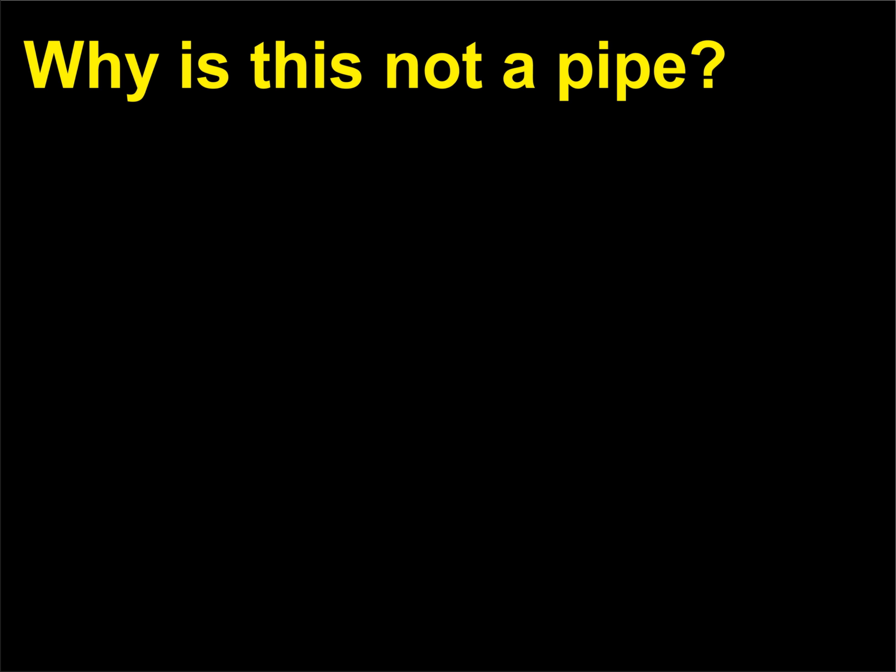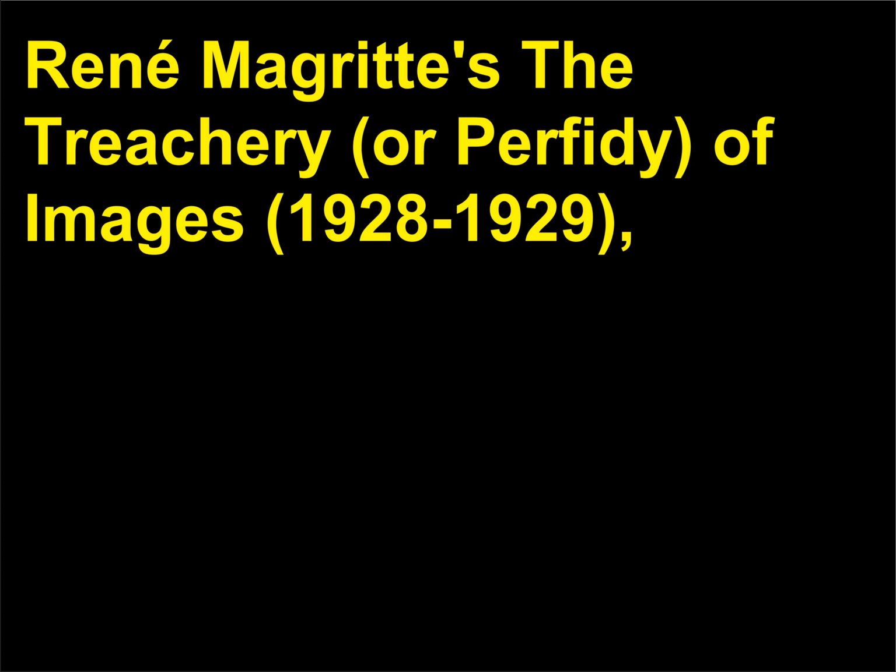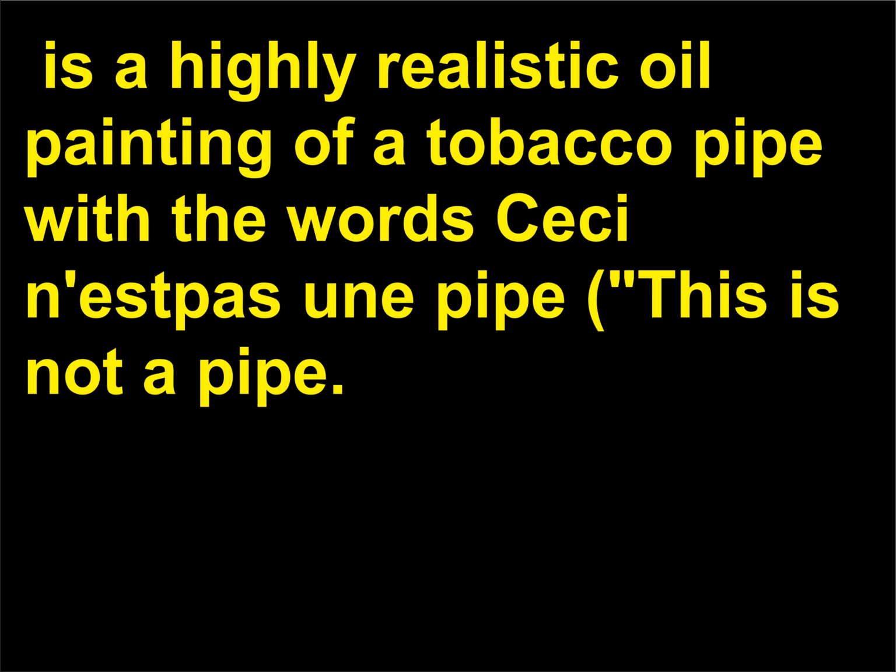Why is this not a pipe? René Magritte's The Treachery, or Perfidy, of Images, 1928–1929, is a highly realistic oil painting of a tobacco pipe with the words Ceci n'est pas une pipe, this is not a pipe, painted below.